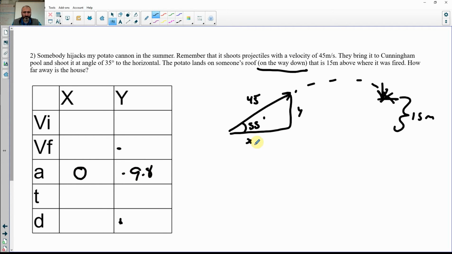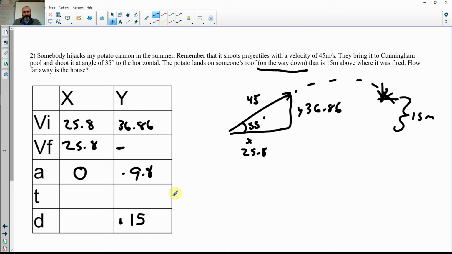So now for my x, it's going to be 45 cosine 55, and that's going to be 25.8. And for the y, it's going to be 45 sine 55. That's going to be 36.86. And I want to put negative 36.86 here, but I can't because, again, we're landing 15 meters above where we started it. But we do know it's going down, so I am going to leave that negative there.